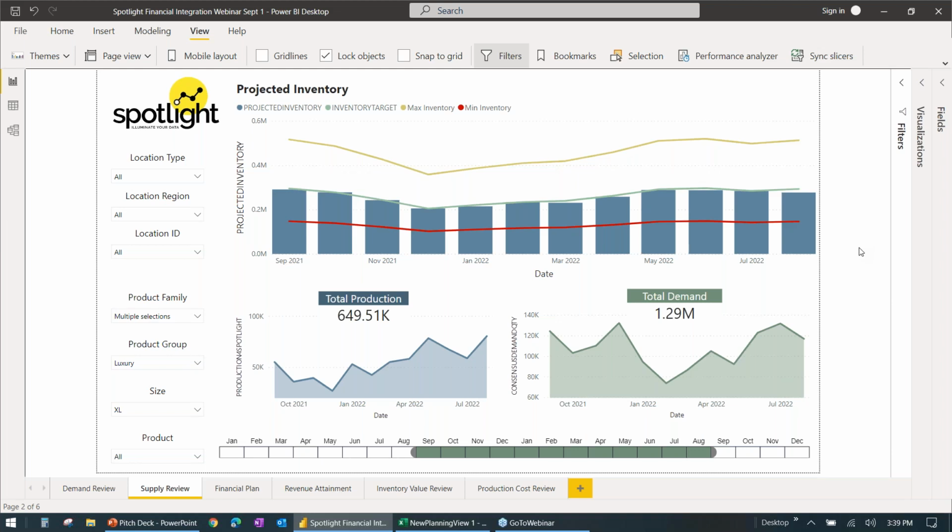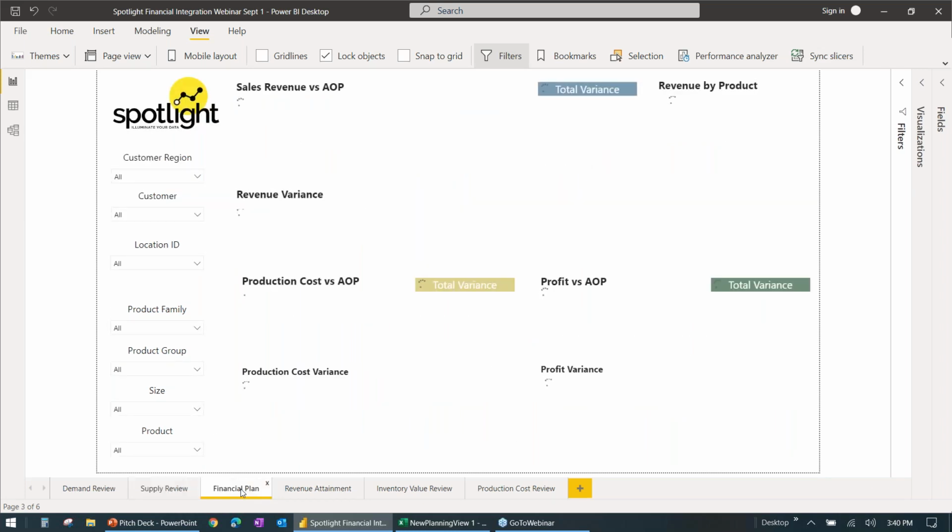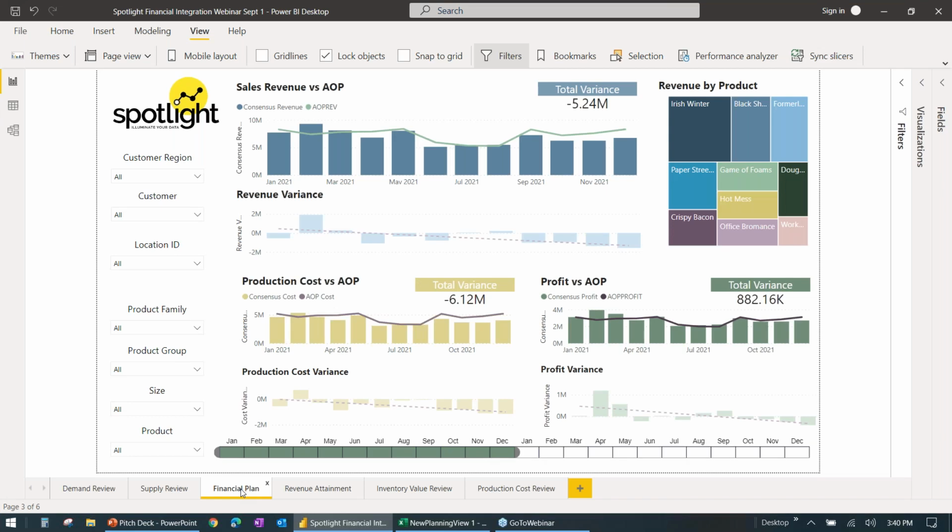The next one I'm going to show you is really where the rubber meets the road. We're going to be looking at the financial plan, and this is probably the key component of Spotlight and what we're trying to provide for our clients. That's the ability to take the information on your operational plan and take that against your revenue, your production, and your profitability, and look at each one of those over the course of not only the past 12 months or your current financial year, but also the next 12 months or the next 24 months.